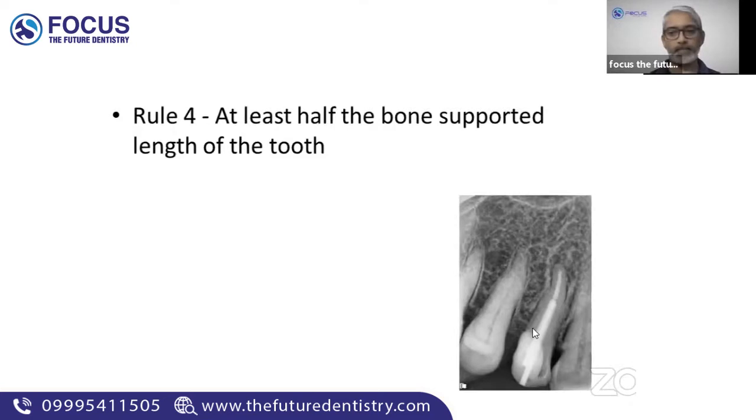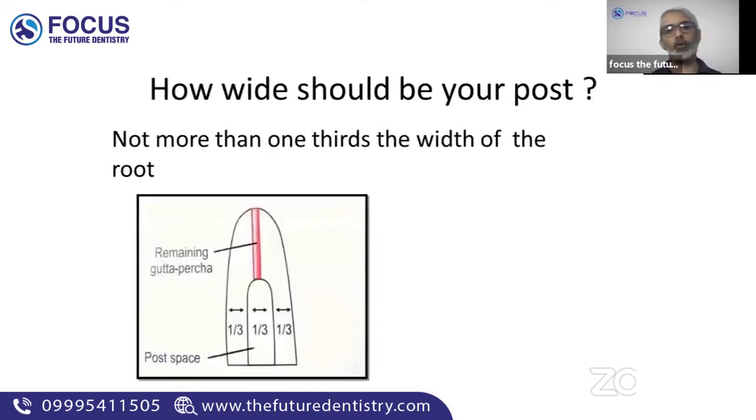And the last rule, that is rule number 5, is regarding the width of the post. The first 4 rules are regarding the length of the post. And regarding the width of the post, you have one single rule, that is not more than 1/3 the width of the root. And how do we know the width of the root? Width of the root, we have a preoperative assessment from a radiograph. And the best way is always from a CBCT.